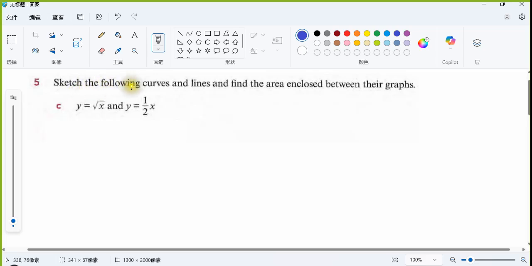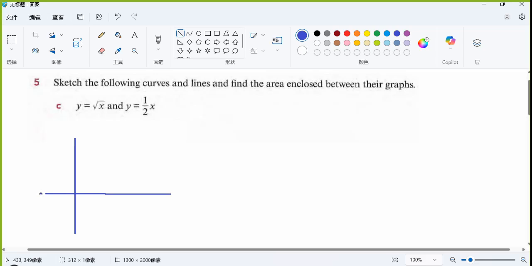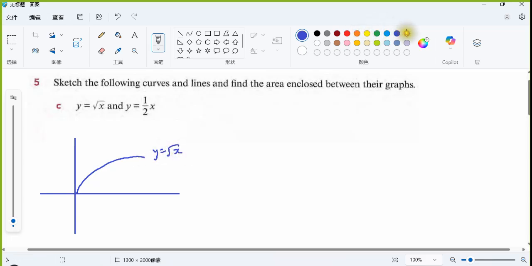Question number 5C. Sketch the following curve and line and find the area enclosed between their graphs. So we have y equal to square root of x. The graph is like this. So this is y equal to square root of x. And then we have y equal to half x. So this is y equal to half x.